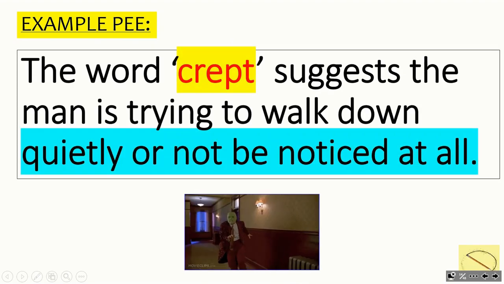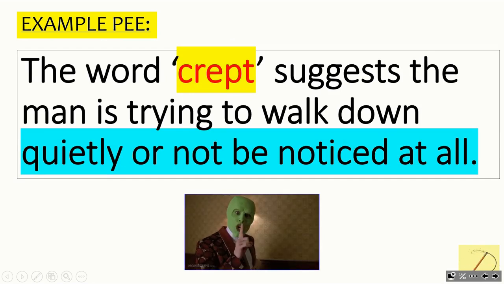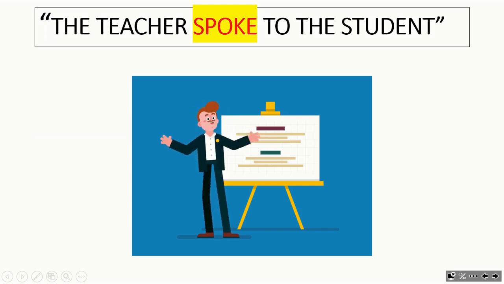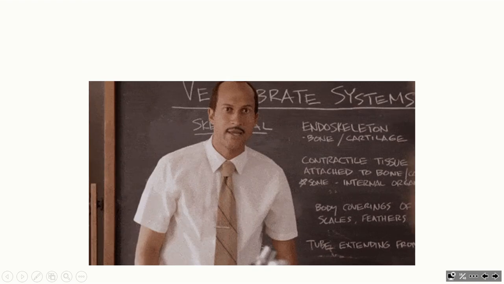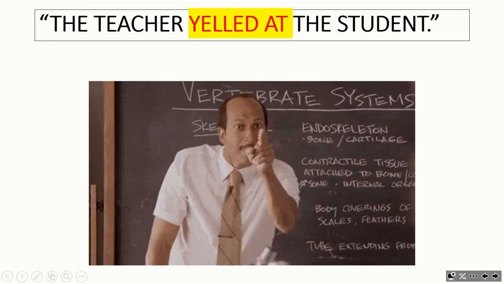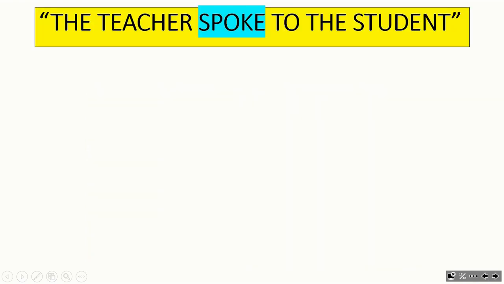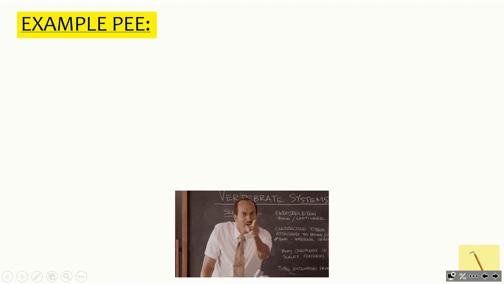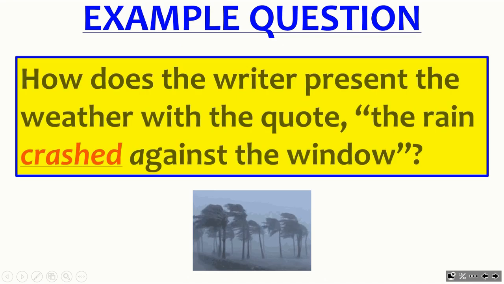So for example, the word crept suggests the man is trying to walk down quietly or not to be noticed at all. Again, if we look at another one, how is the teacher presented? If it was "the teacher spoke to the student," we're not going to say a lot about that. But if it's "the teacher yelled at the student," just changing the verb again changes how the teacher is presented. So it goes from maybe placid and calm to being angry. If the teacher yells, he's angry about something.